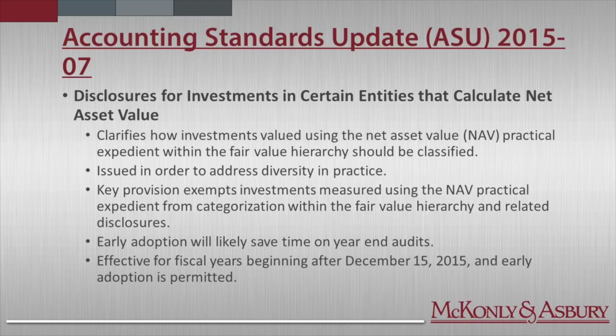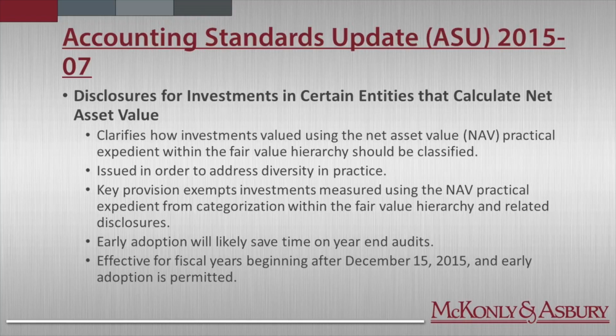The first one is ASU 2015-07. This update applies to a plan that has investments in entities that calculate net asset value as a practical expedient. This clarifies how investments valued using this method within the fair value hierarchy should be classified. Just to be clear, this would not include mutual funds. The reason being is that mutual funds are considered to have a fair value that's readily available.